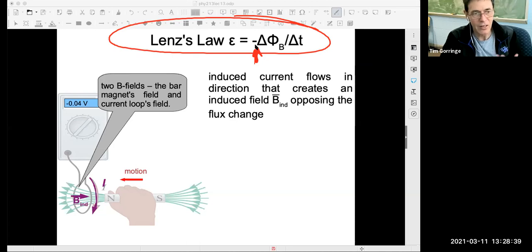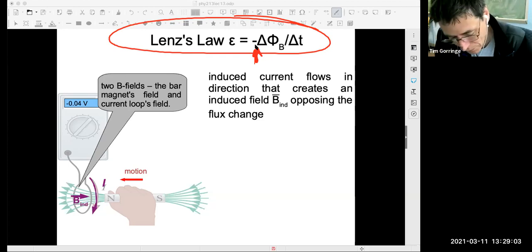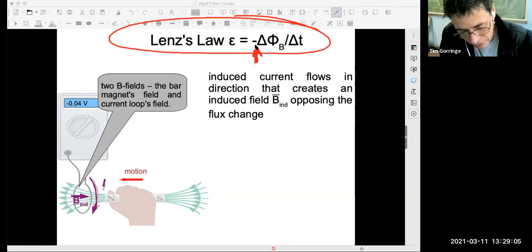I don't know if it's like that, but probably Lenz did make big contributions to the question of what sense the current is going to flow in when you induce the current. What direction, orientation, is the potential going to be in when you induce a potential? So he must have made a big contribution there. And his law is the following.